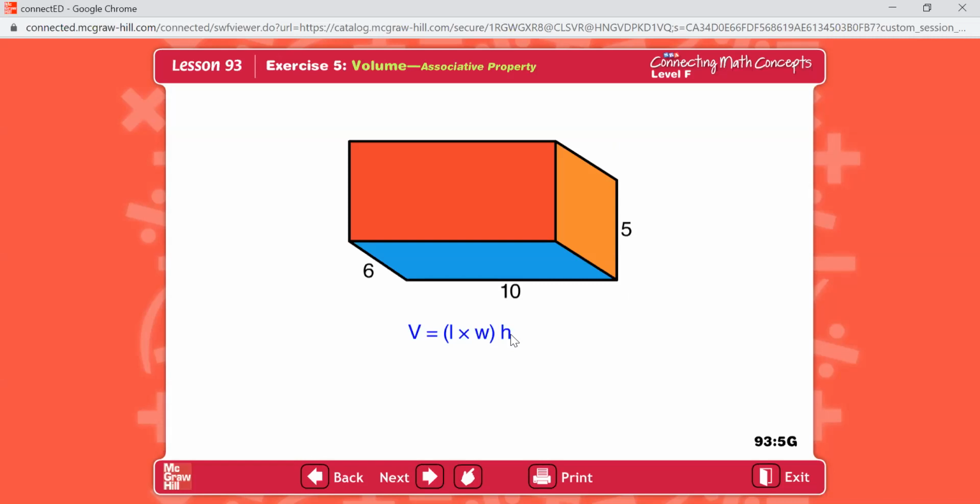So the multiplication problem for this base is 6 times 10. And what is our height? Our height is 5. So what is our answer? 300 cubic units is 6 times 10 times 5. 300 cubic units is the volume of this rectangular prism.